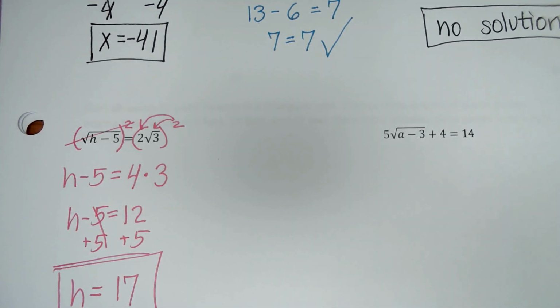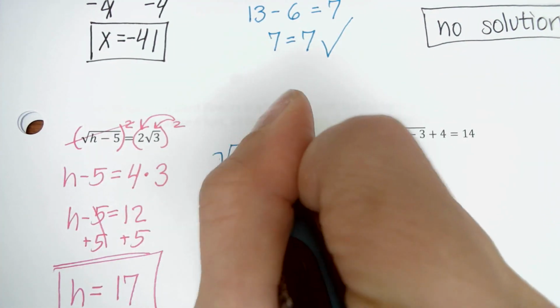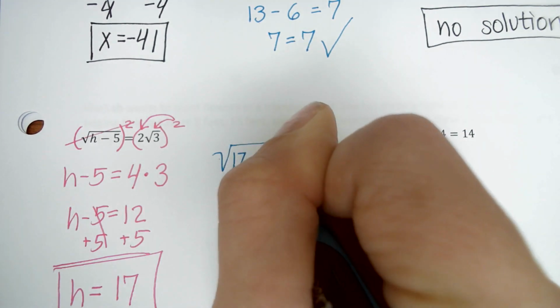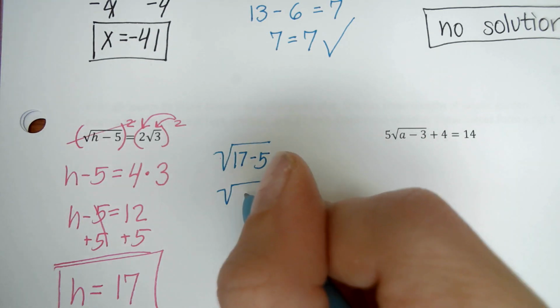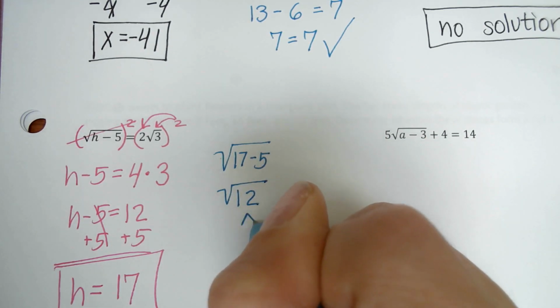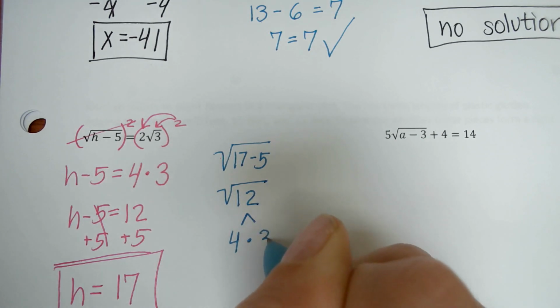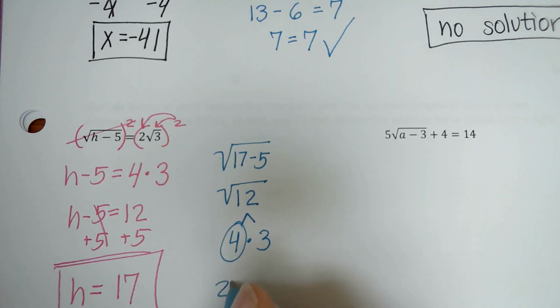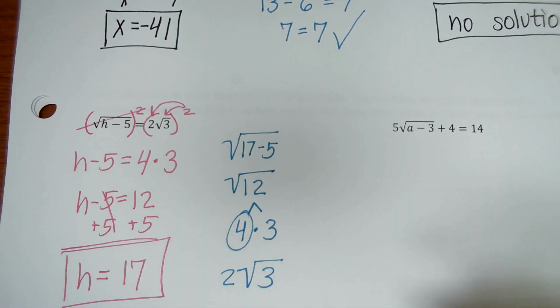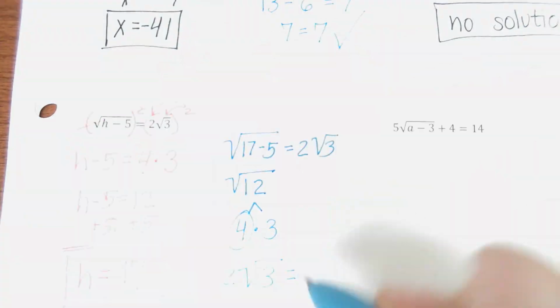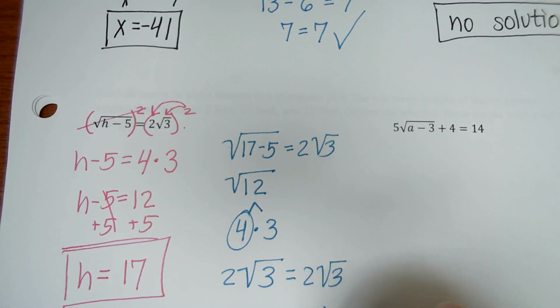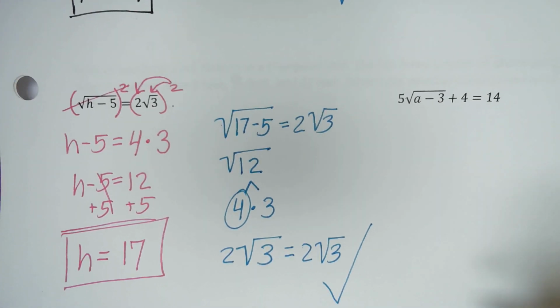Now if I were to plug this in, the square root of h minus 5, well, let's see, the square root of 17 minus 5, that's the square root of 12, which breaks down into 4 times 3. 4 is the perfect square, and that equals 2 square root 3, which was the answer that we started with. So I passed the check. I know I did my job correctly.